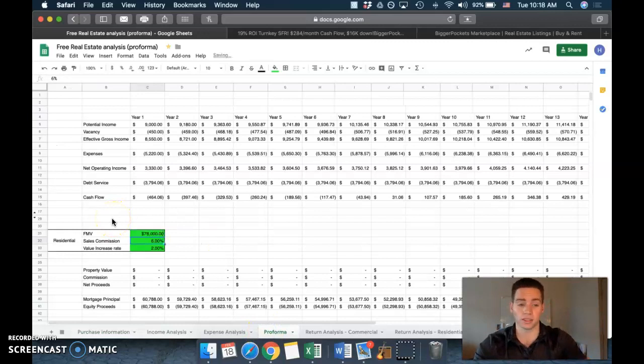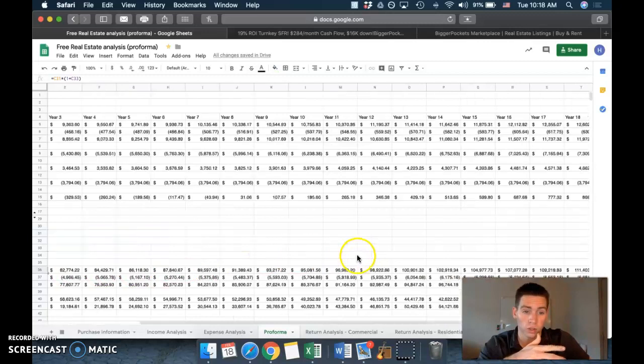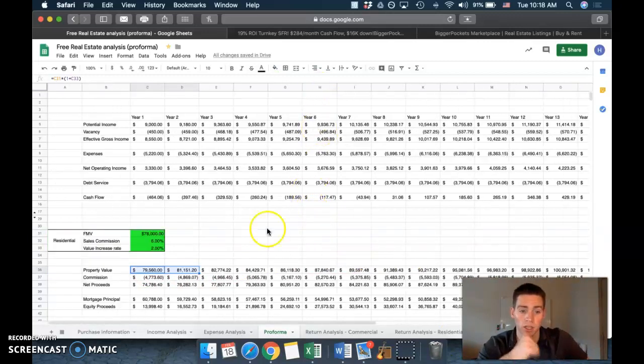Now, that may not be the case. They could be asking more than the property's worth. They could be asking less than the property's worth. You need to do the research to figure out what the property is actually worth, so that you can accurately look at fair market value. And whenever we do look at fair market value, this is going to cast whatever the property's worth out over a 20-year period, just like it does your income and your expenses. This is your profit and loss statement up here.